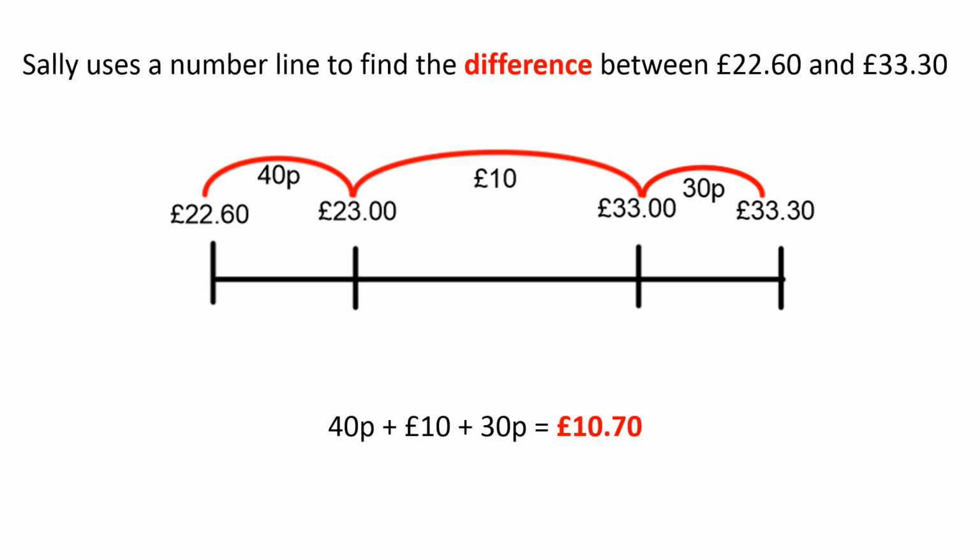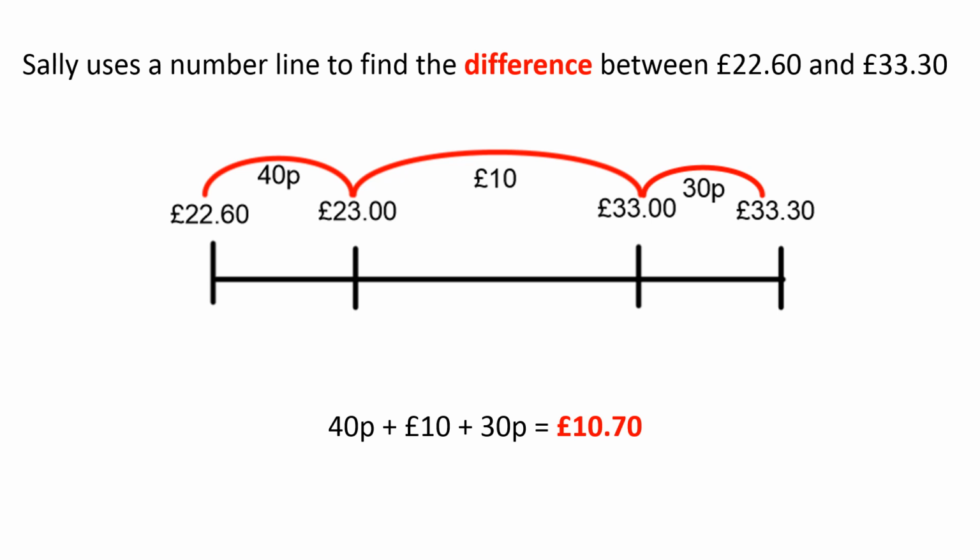Let's read this out. Sally uses a number line to find the difference between £22.60 and £33.30. Now, what do we mean when we say difference? Pause and have a think about what operation we can use to find out the difference. So when we're finding out the difference, we're subtracting.